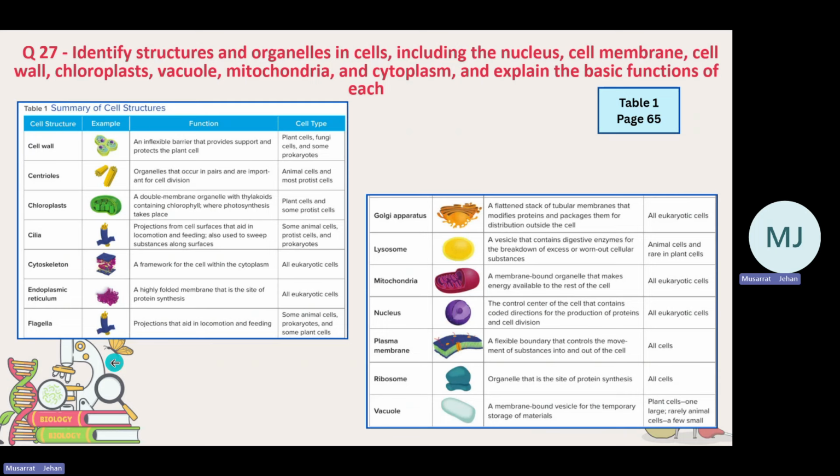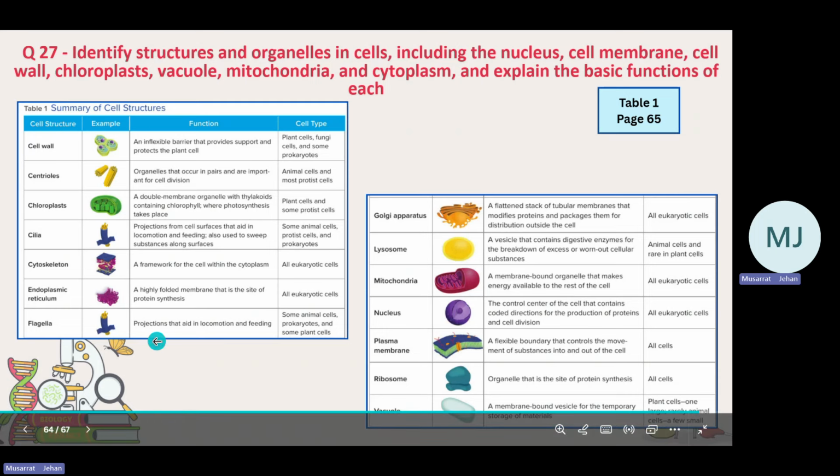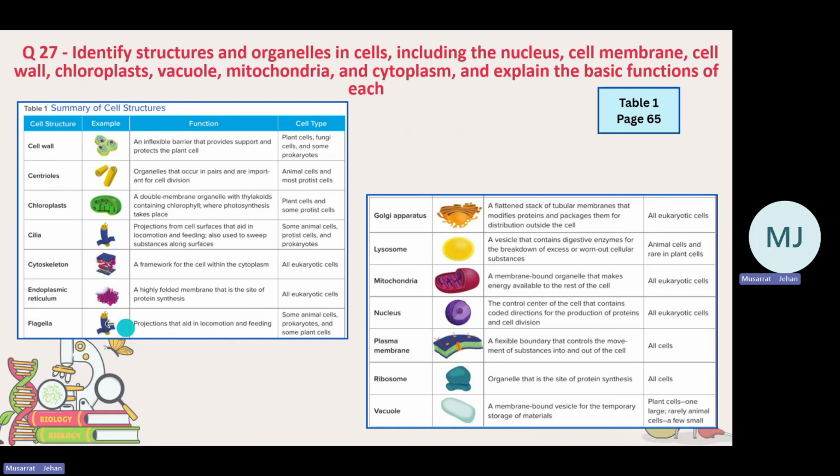Flagella, also like cilia, are also used for locomotion and feeding. They are longer. There can be one or two found in the cell. Cilia are smaller and more in number. They are also found in some plant cells.